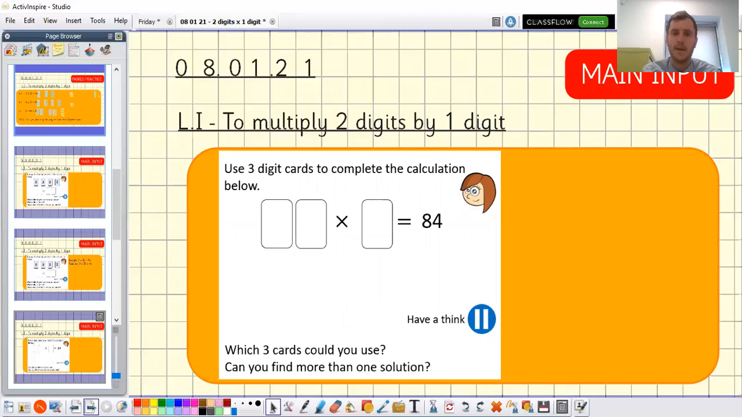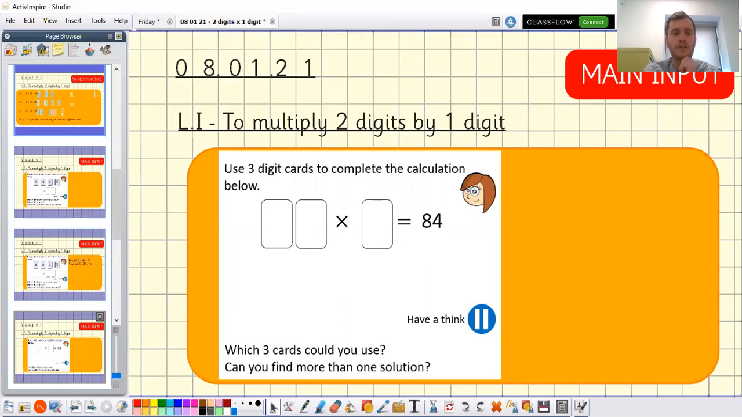Now, another one. Using 3-digit cards, you can use any digits this time. Can you complete the calculation below? So blank times blank is equal to 84. Which 3 cards could you use? And is there more than one way of solving it? So what 3-digit cards could you use to make 84? Remember, you can use any this time. And can you make it using more than one way?